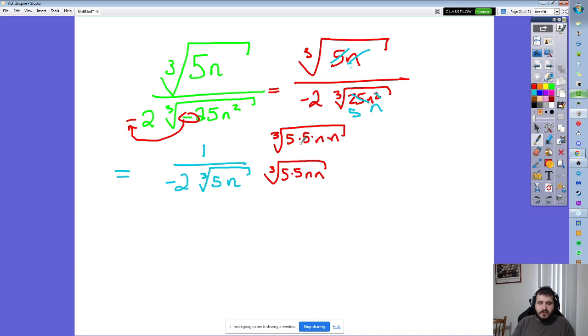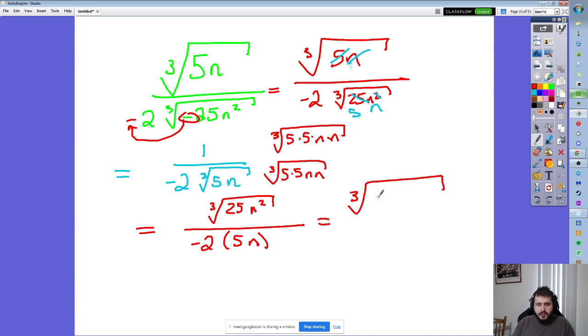And again, if you want to write this as 25n squared right away, you can, because that's what it's going to be on top. 25n squared on top. And then a 5 pops out, an n pops out. And we are left with the cube root of 25n squared over -10n. And this negative sign, some people will pull it out to the very front. It's fine down here. This is just as correct as anything else.